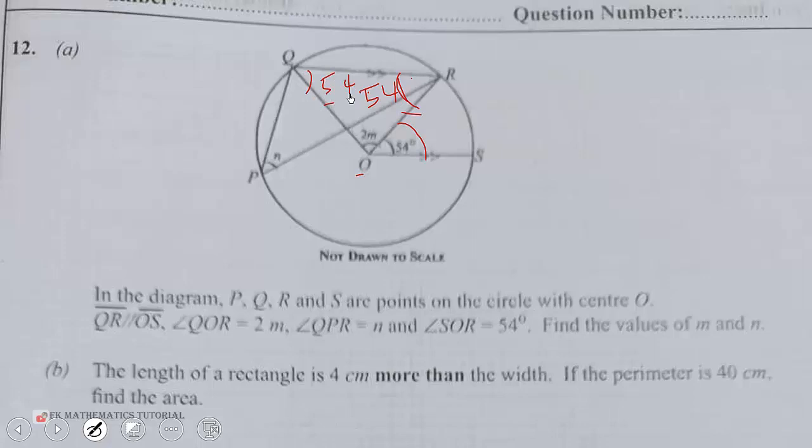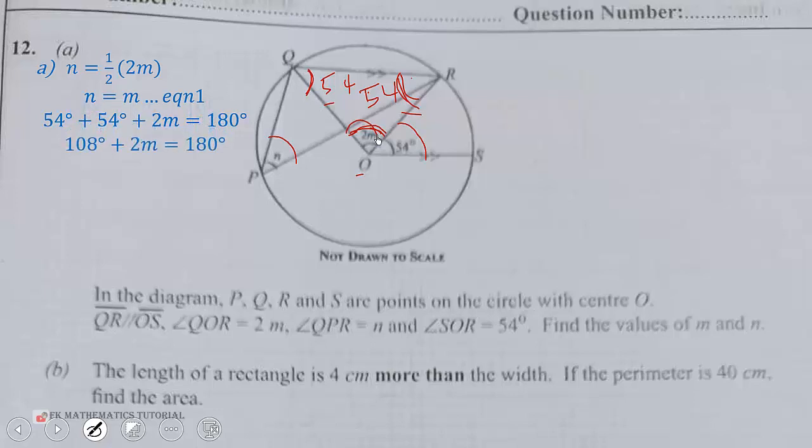So if that is the case, 54 degrees, 54 degrees, if you add it to the 2M, you will get 180 degrees. This 2M is 2 times N, or N is half of the 2M. So N is equal to half of 2M, which means that N is equal to M. Let's call this equation 1. Then again, this 54 plus this 54 plus this 2M is supposed to be equal to 180 degrees.